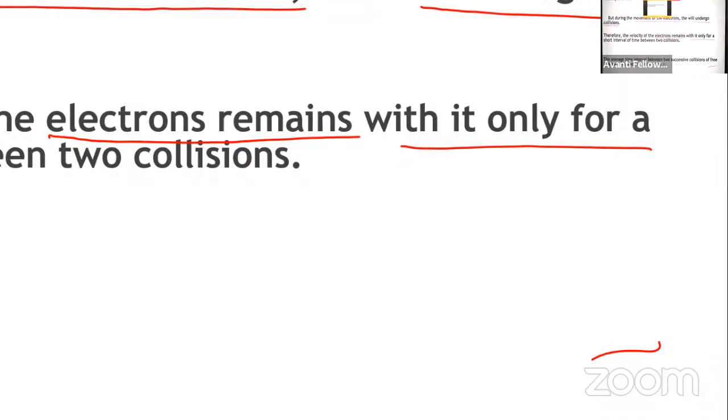The average time interval between two successive collisions of free electrons is called relaxation time, tau. Now, therefore, the drift velocity of electrons can be calculated.